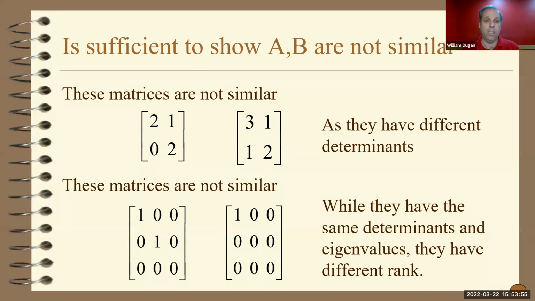Also, the first matrix has an eigenvalue of 1 and its algebraic multiplicity is 2. But the eigenvalue 1 in the second matrix has only an algebraic multiplicity of 1. They have different algebraic multiplicities for that one eigenvalue. So they can't be similar.